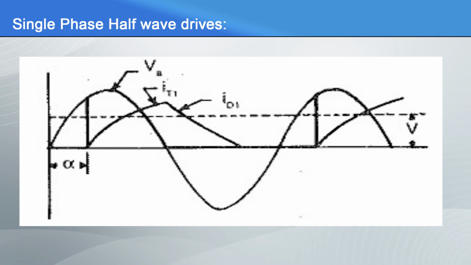The current and voltage waveforms are shown in the figure. The freewheeling diode across the load improves the performance. The speed regulation is very poor. The speed oscillation is quite high. The application of this drive is limited to low power only. Low cost and simplicity are the advantages of this drive, and it can provide only one quadrant operation.